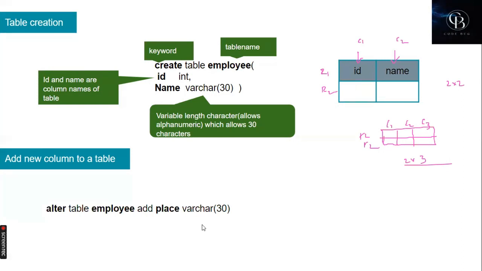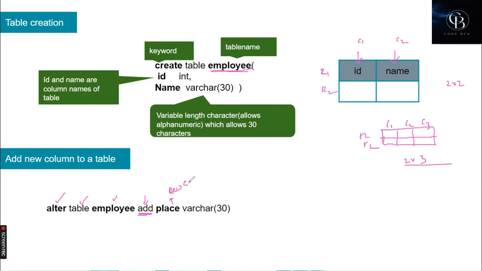How to write the query? First we have to write alter. Alter is the keyword for modifying a table. Next, alter table. Which table do you want to modify? I had given a name for that particular table: create table employee. So my table name is employee. After that, there are some inbuilt keywords available in MySQL. What is the use of the add keyword? It will add a new column. Add place. Place is a new column.